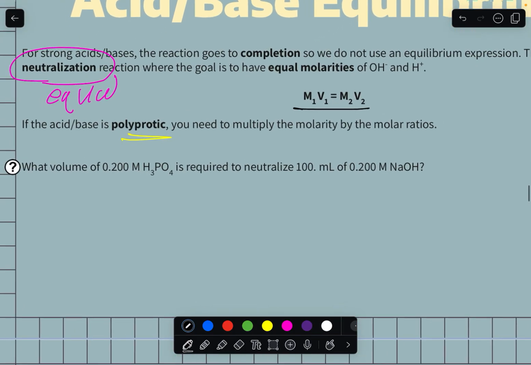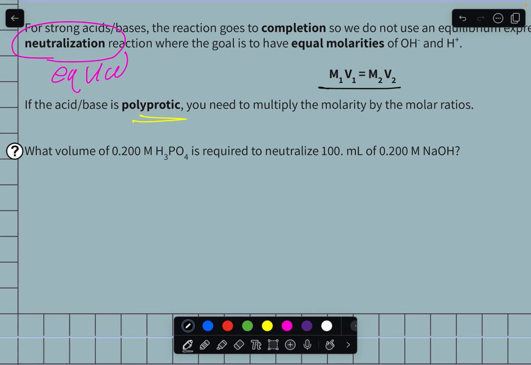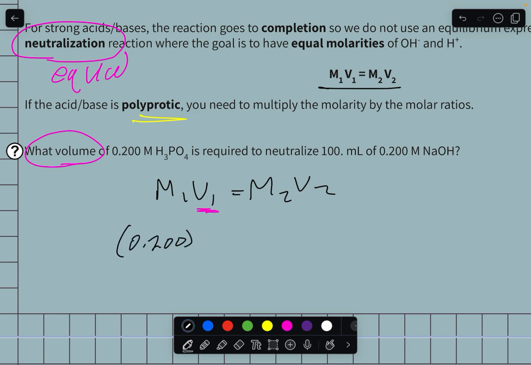So what that looks like is down here. If we have volumes of 0.200 molar H3PO4, and you're neutralizing 0.200 molar NaOH, that's a strong acid and a strong base. We're going to use the equation M1V1 equals M2V2. We're looking for what volume of H3O plus. So my molarity is 0.200 times my V1. My second molarity is 0.200 times my 100 milliliters. With this equation, you don't need to change to liters. As long as your volumes are in the same units, it does not matter.